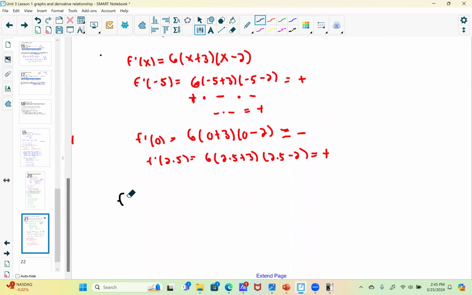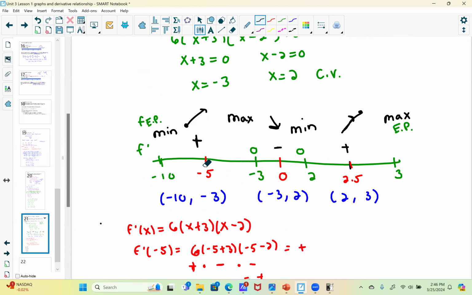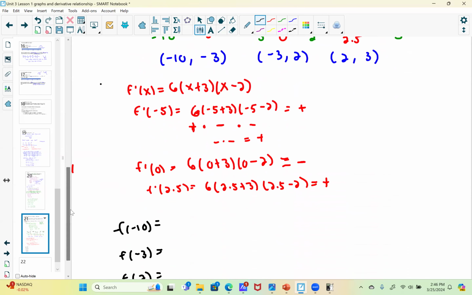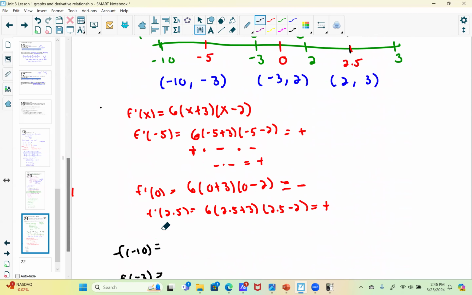Okay, so I need to find f of -10, f of -3, f of 2, and f of 3. And again, we're not using our test points, we're using our values that we found for our critical points. So make sure that you know which one is which. So I'm going to plug it into the original function f of x to get the y value. Let me write that function here.